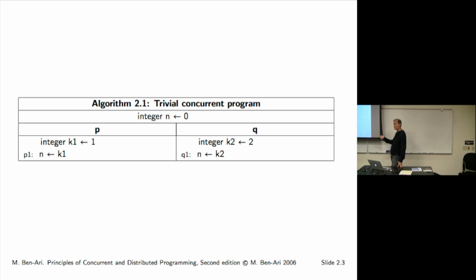Because you don't know what the interleaving is. Why would you ever use global variables with multiprocessing? That is a really good question. The question is, why would you ever use the global variables? Because that is by far the most common way for concurrent programs to communicate.